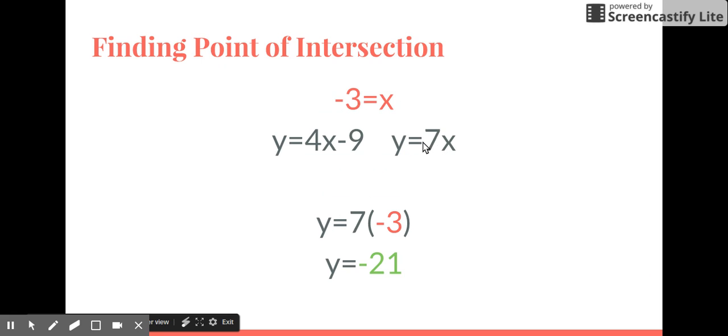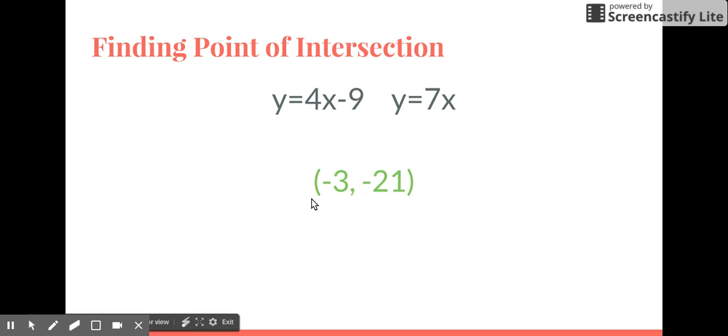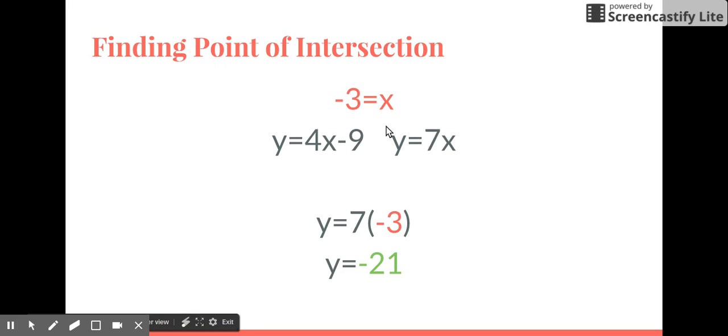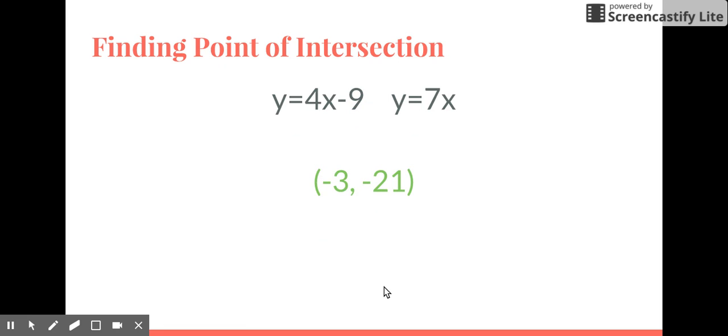And now that we have our x value, we can plug it in for the x in one of the equations. I think this equation is simpler, so I'm going to plug in negative 3 for the x over here. So we've got 7 times negative 3, which is equal to negative 21. So that means the point where these two lines will intersect is at negative 3, negative 21, because we figured out that our x value was negative 3, and by plugging that into the equation, we could figure out the y value is negative 21. So these two lines will intersect at negative 3, negative 21.